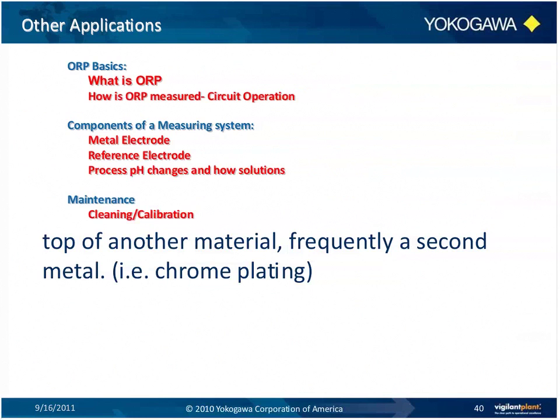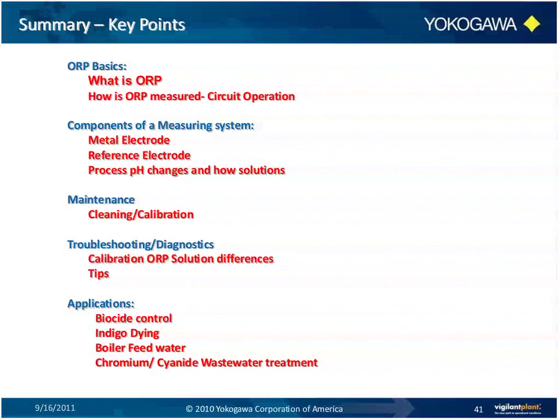So let's quickly go over what we covered today. It was a lot of information, and I got done a lot quicker than I thought I would. But we basically talked about what ORP is and how ORP is measured. We talked about the components of your measuring system and the different types of electrodes that are used. Then we talked about cleaning and calibration, what to do, how to do it, and some solutions. And then we talked about a few examples of applications.